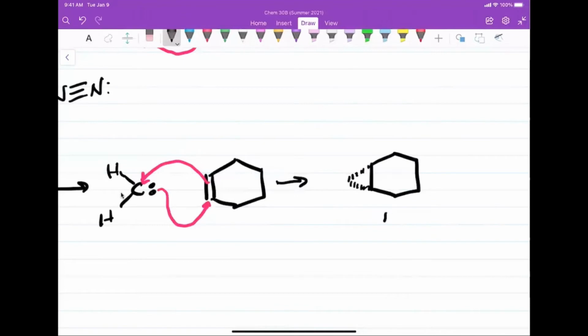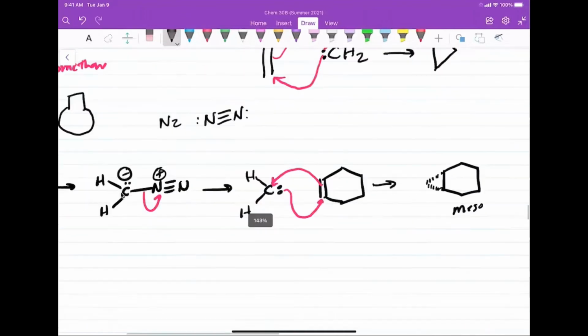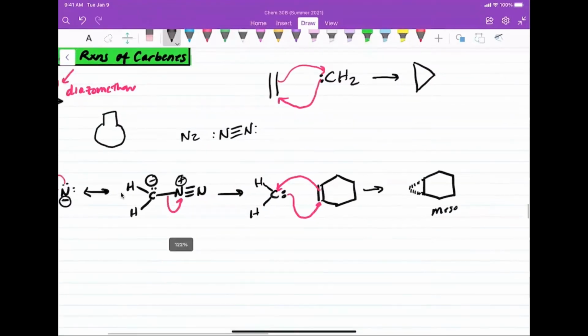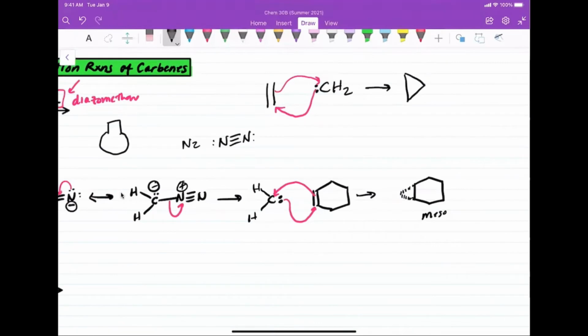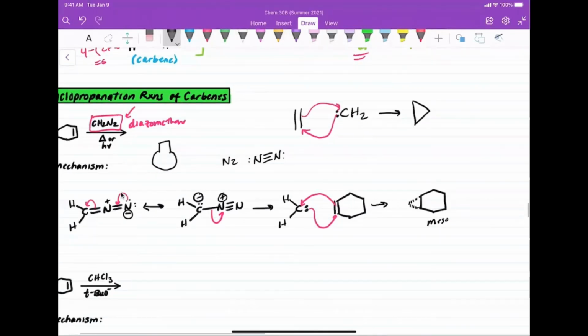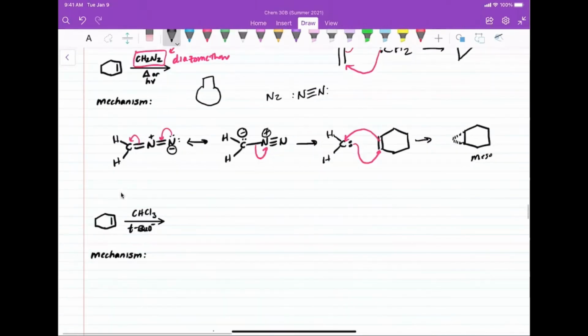And this is a meso compound, so we're not going to form the enantiomer, but that's what our product looks like. So again, these are going to look exactly like what we do when we react with epoxides. We just don't have an oxygen there, but all the stereochemical considerations are going to be identical. So that is one way to make a carbene.